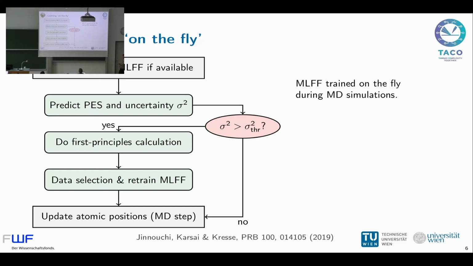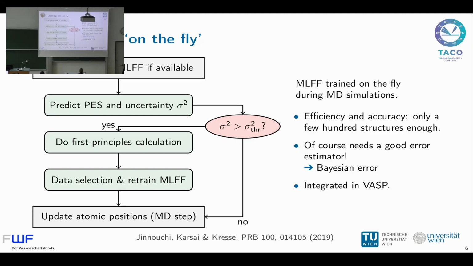So what we do is we start off in VASP, reading in a force field if available. Otherwise, we start off doing an ab initio calculation. We make a prediction for the potential energy surface, but we also predict the uncertainty of this. And if the uncertainty is above a certain threshold, then we will do a first principles calculation, followed by our data selection process and the retraining of the force field, and then we keep doing our molecular dynamic steps.